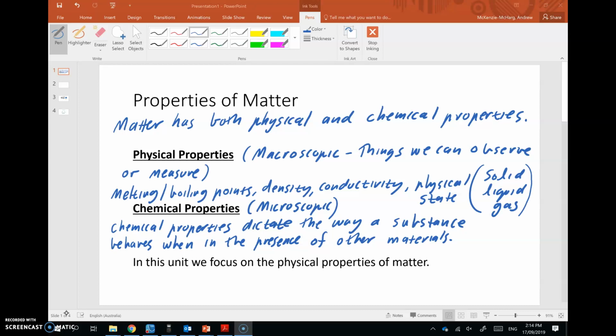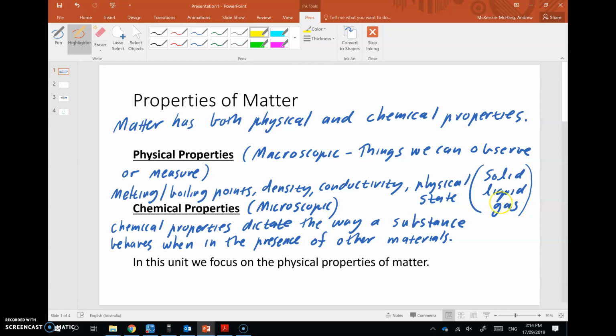So matter has both physical and chemical properties. Physical properties are things that usually we can observe or measure, like melting and boiling points. You could put a thermometer into a substance and boil it and take a reading of the thermometer, and that will tell you the boiling point of that substance. Other things like density, electrical conductivity, and even just the physical state. Is it a solid, liquid, or a gas?